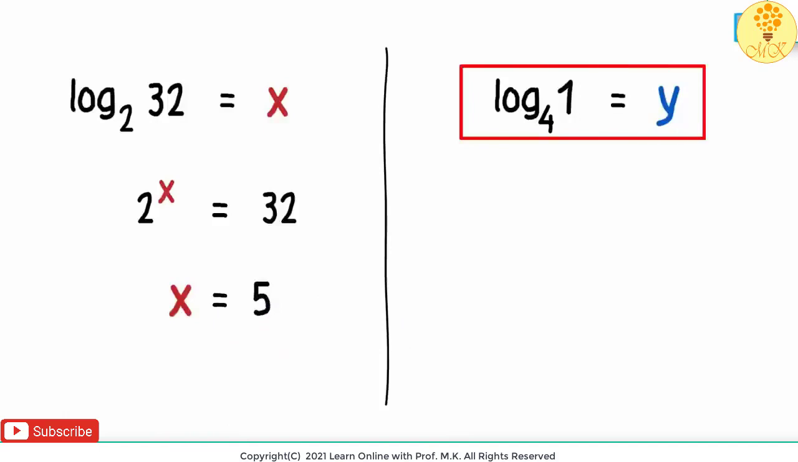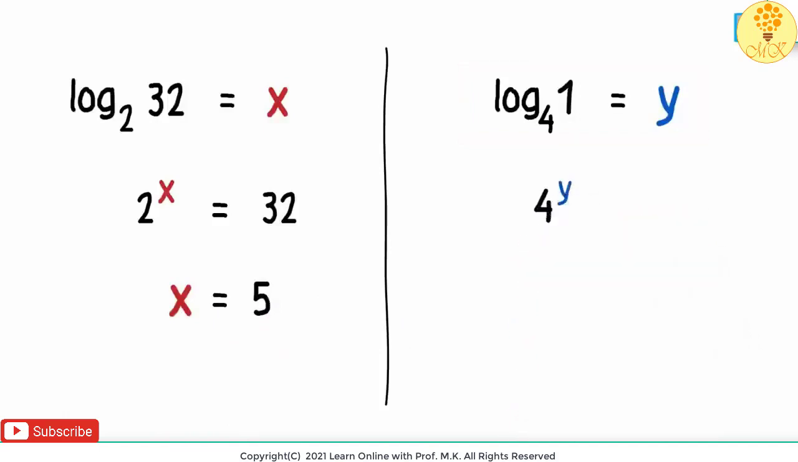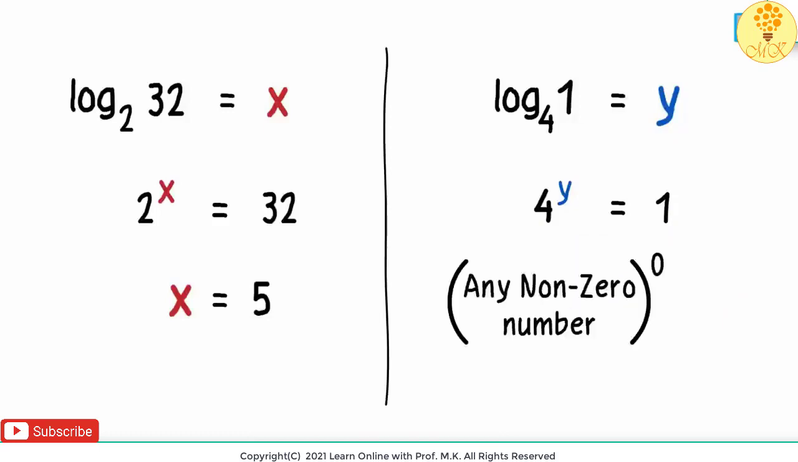The second one is a bit interesting. The equation can be written as 4 raised to y is equal to 1. 4 to what power will result in 1? Do you remember a property of exponents? Any non-zero number raised to 0 will result in 1. Hence 4 raised to 0 will equal 1. The value of y is 0.